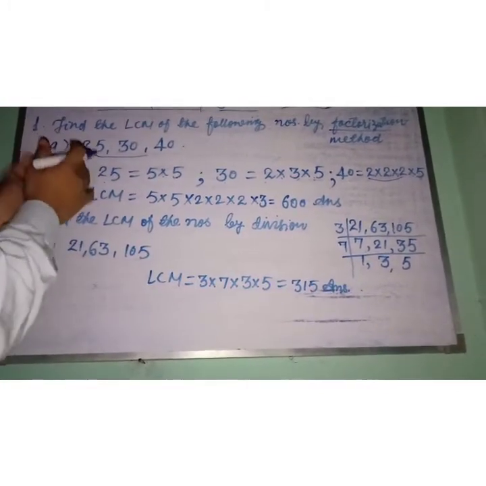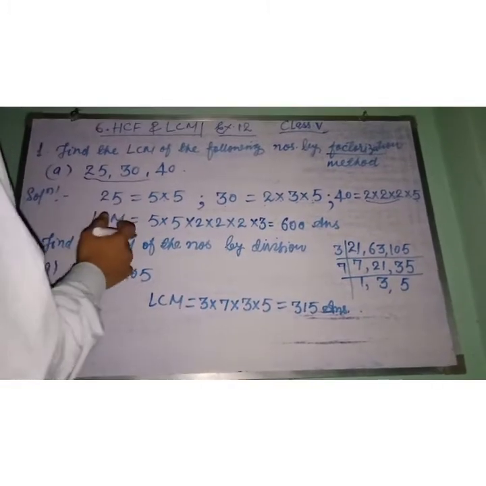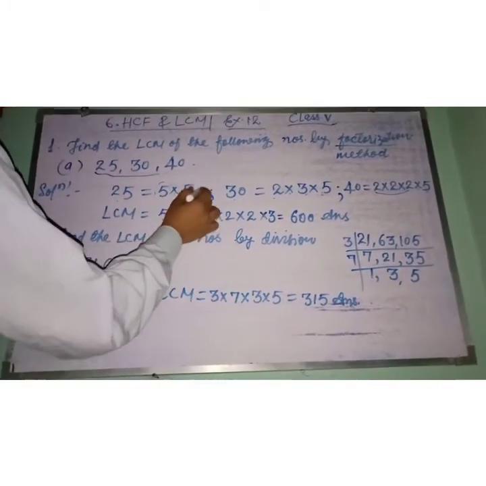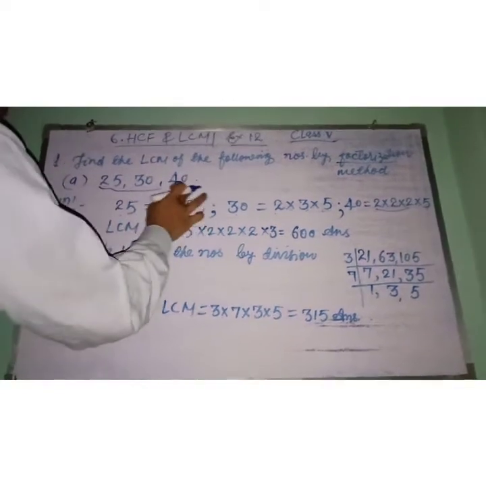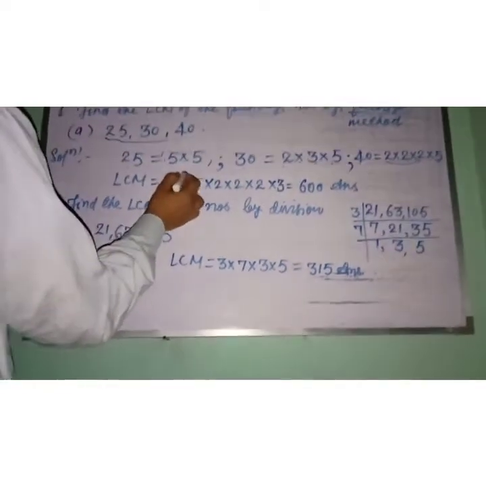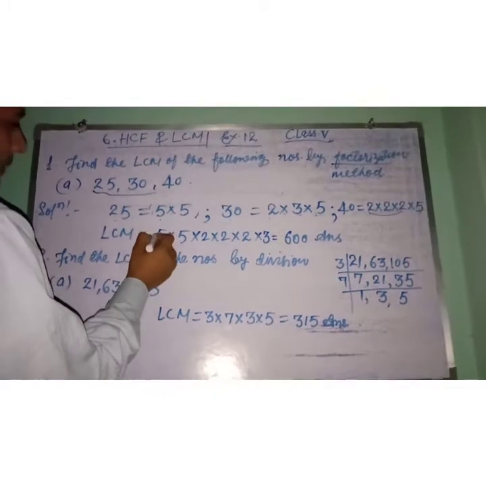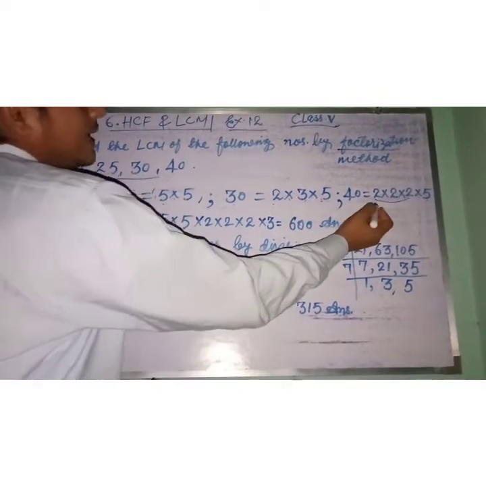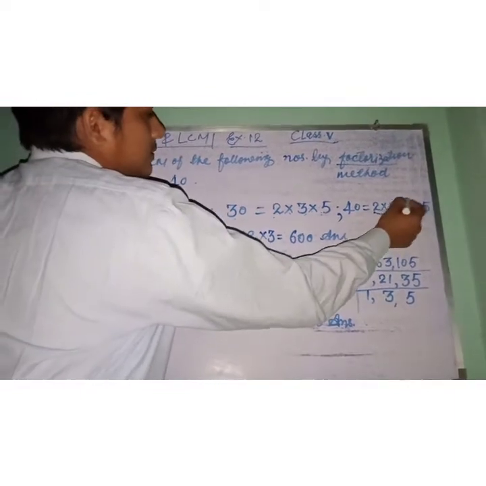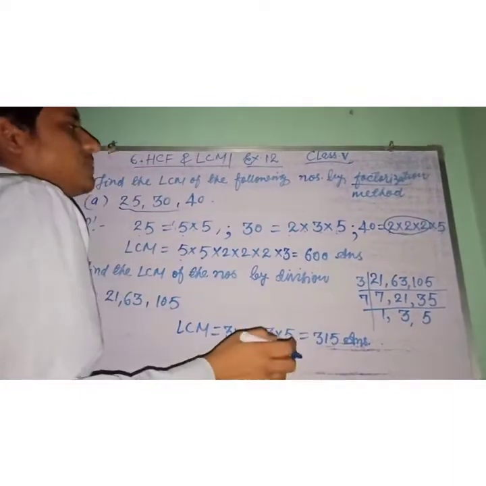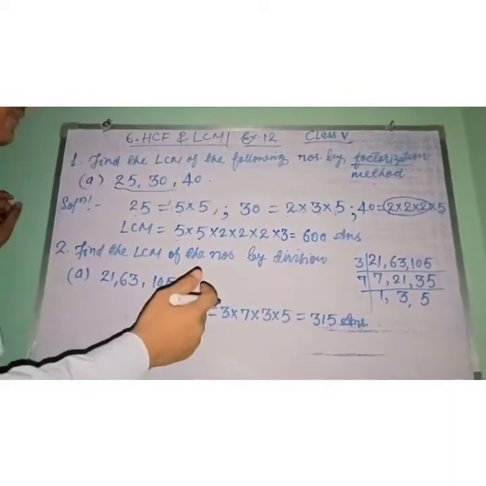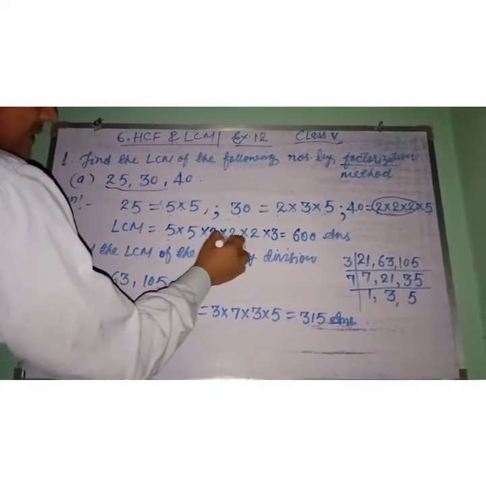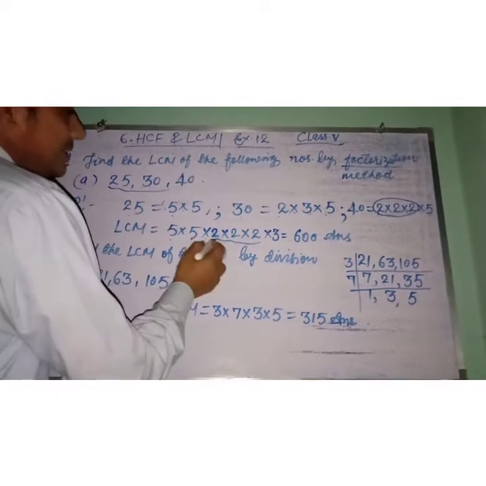First of all we have to collect. See the 5. Think about the 5. 5 is repeated the most times as 2, so here 5 can be written 2 times. Now think about 2. The maximum times 2 is repeated is 3 times. So 2 can be written 3 times.